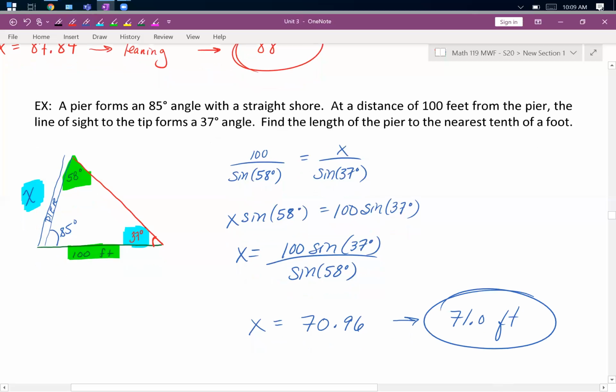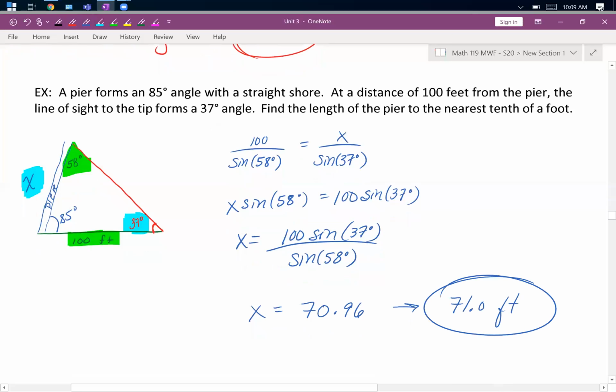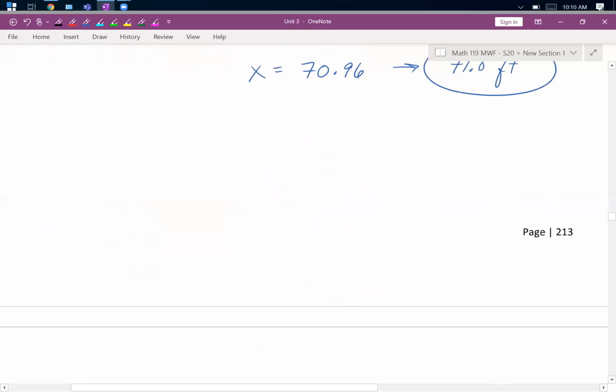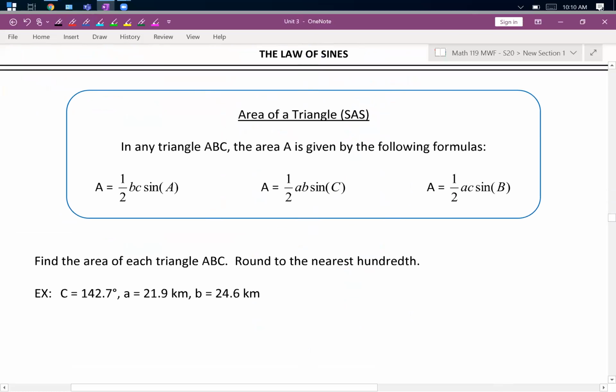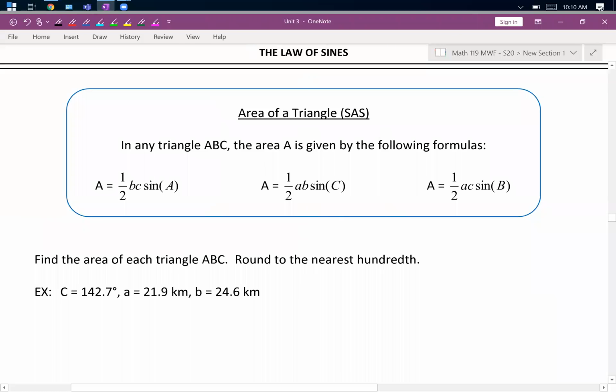All right, we all know it comes down to a good picture in the beginning, so it's key to get that diagram down. Before we move on to law of cosines, I want to talk about finding the area of a triangle when you have a side, an angle, and a side.